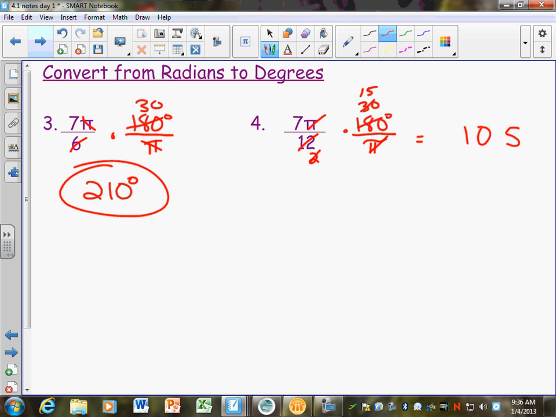Is it 105, is that right? That was a little arithmetic in my head there. 105 degrees. That's not so bad, right? That's a good first day homework.